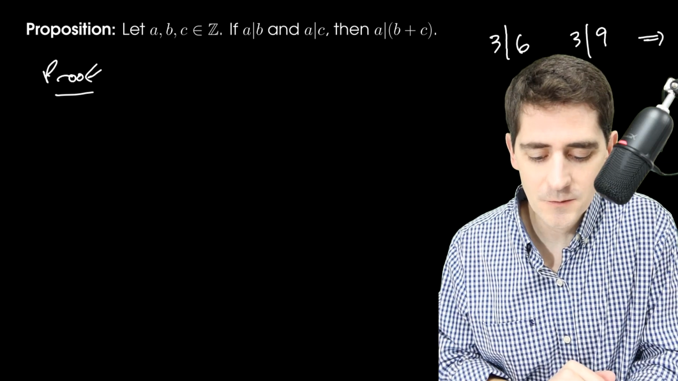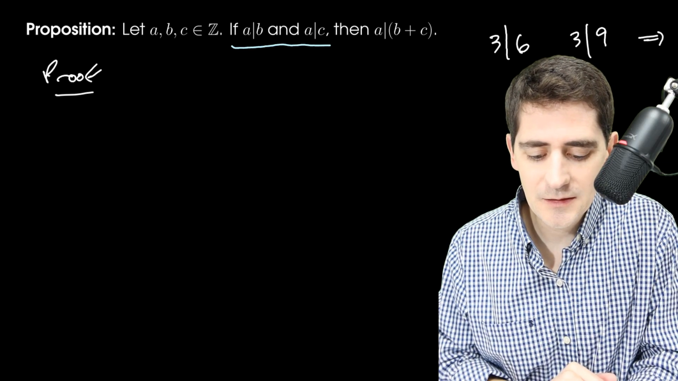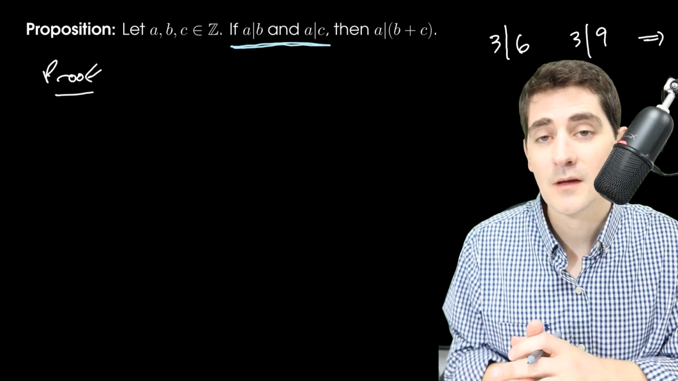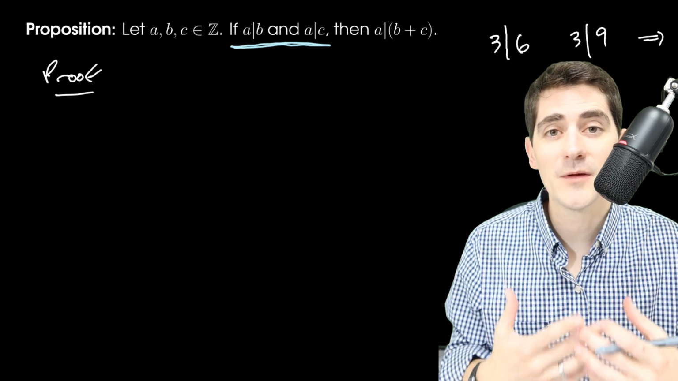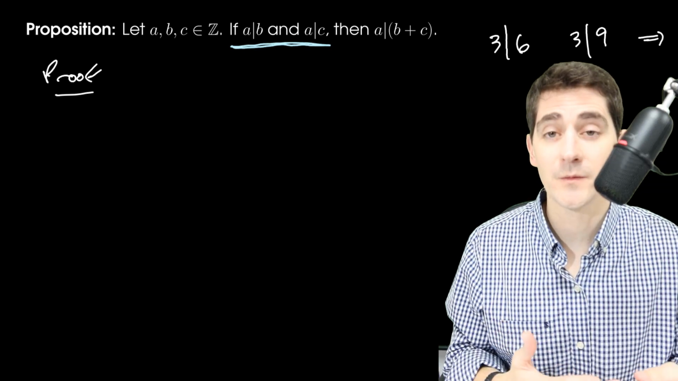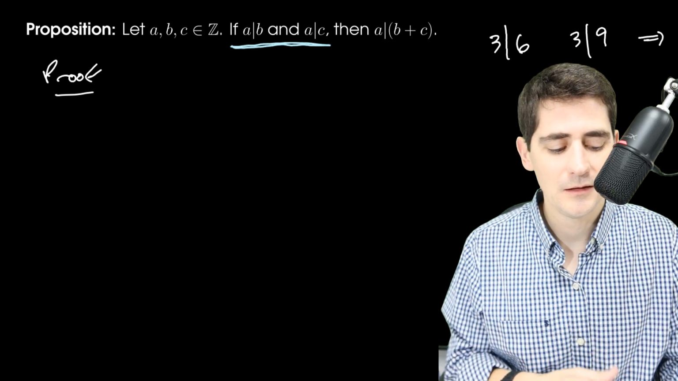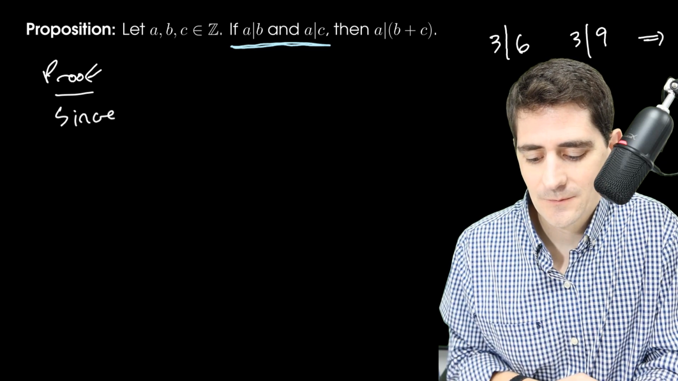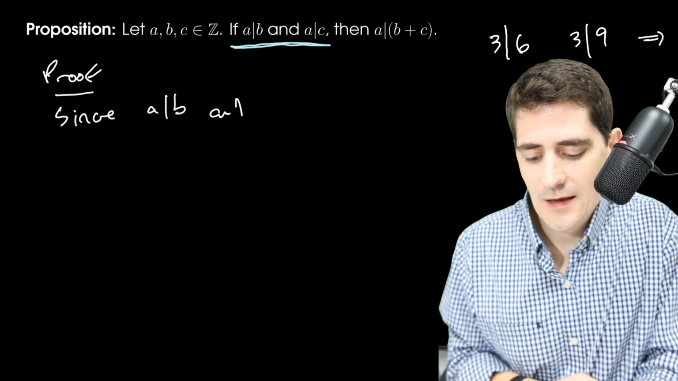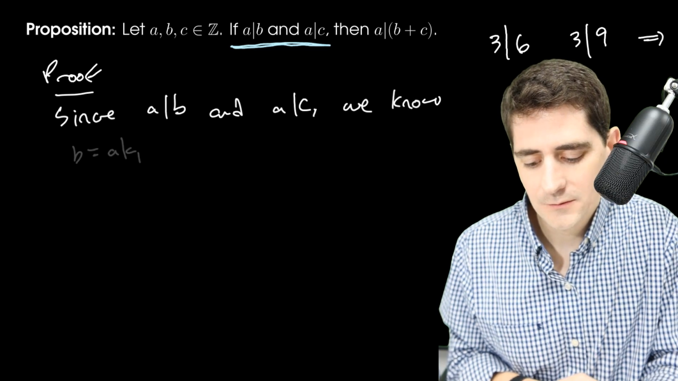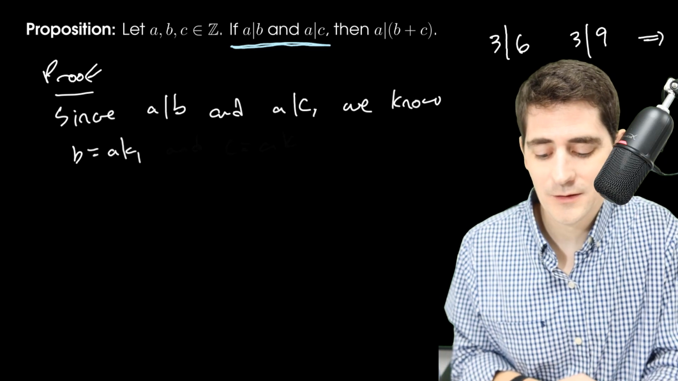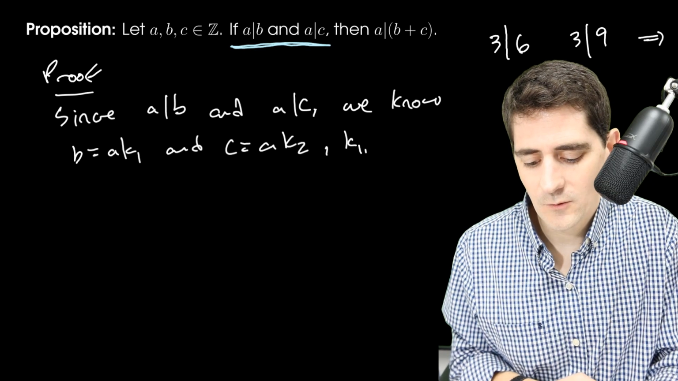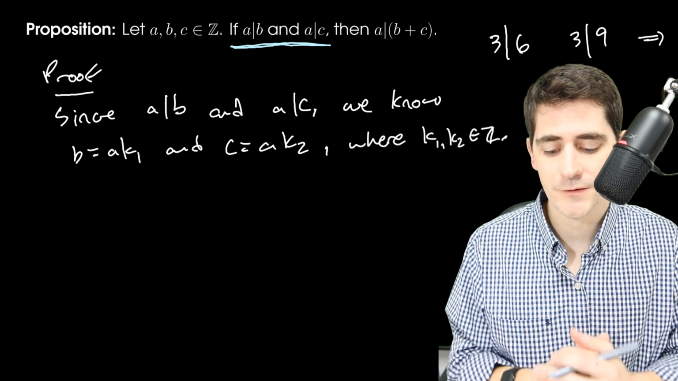And by the way, if you're confused on why that is, anything that follows the if statement but before the then statement, I get that for free. I'm hypothetically assuming that that is true. So I'm assuming here that A divides B and A divides C. Okay. So I'm going to say since A divides B and A divides C, we know B can be written as A times K1 and C can be written as A times K2, where K1 and K2 are integers.